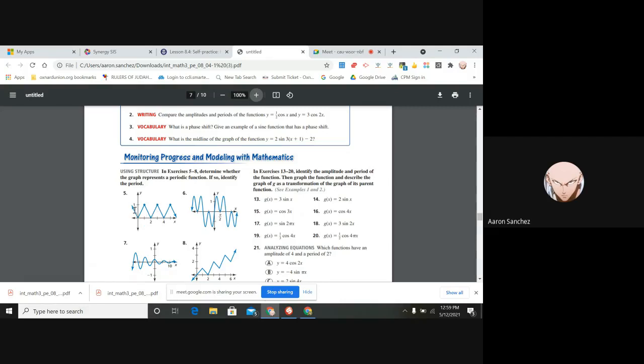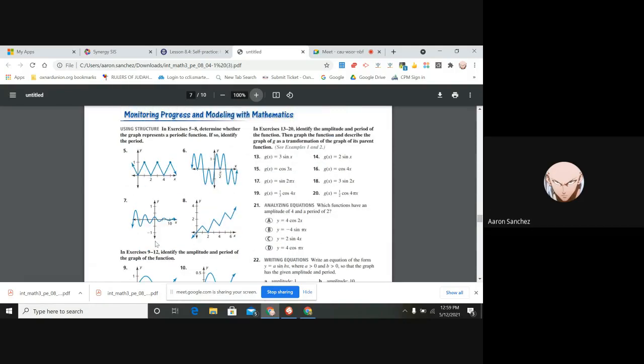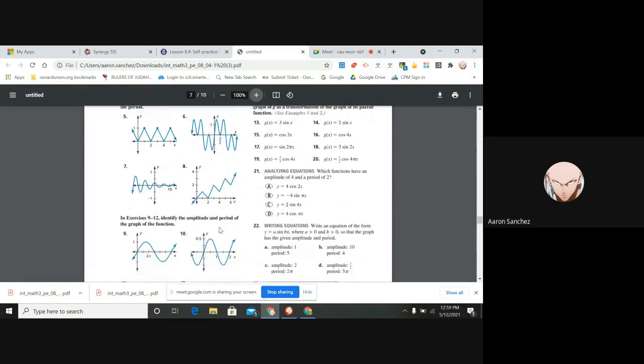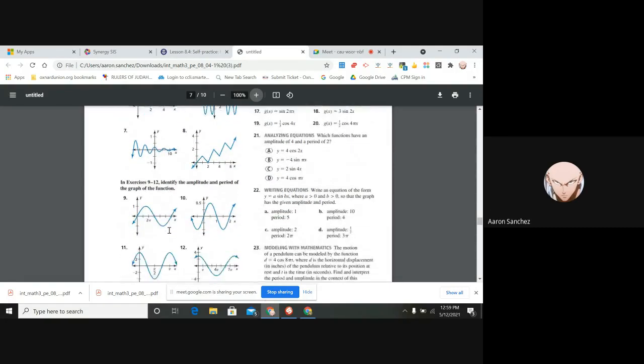Okay, so this is a periodic function because it repeats. It's not a sine or cosine. But what's the period? Well, it looks like it's here, here, and it stops at 2. And then it repeats again. So the period equals 2. This is not periodic. This is not periodic. This is not periodic, okay? Anyway, 5, 7, 9. Let's look at 9.